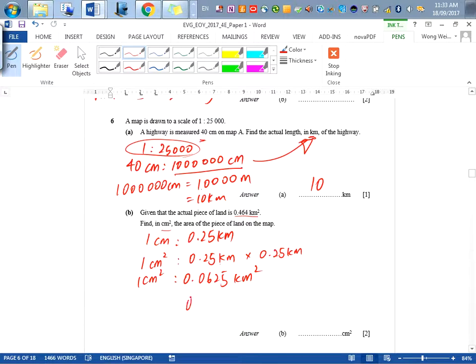Then 0.464 square kilometers will therefore be 7.424 square centimeters. It's not approximately, it is exactly. So 7.424. You cannot round since it is exact.